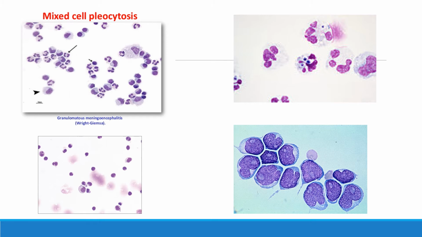Okay, so in this up left, you can see these are mixed cells. So you see the different arrows. You have the long arrow, there's your seg, the short arrow is your lymph, and the arrowhead, that's your mono. Okay, they look the same in CSF as they do in blood. You'll note though, no red cells. Right? No red cells. So in this particular case, we have lots of white cells going on.